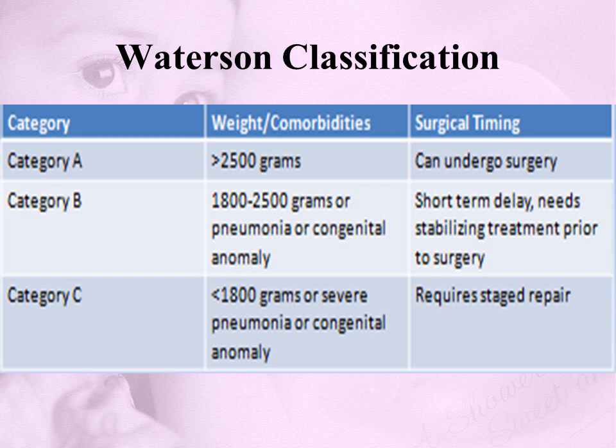Waterston classification is for the risk assessment of our cases of tracheoesophageal fistula and determines the prognosis, with category A having the best prognosis, average weight, and category B having a fair prognosis, less weight and some associated anomalies, minor cardiac anomalies, and the worst prognosis in category C, which carries small birth weight or severe congenital, especially cardiac, anomalies.